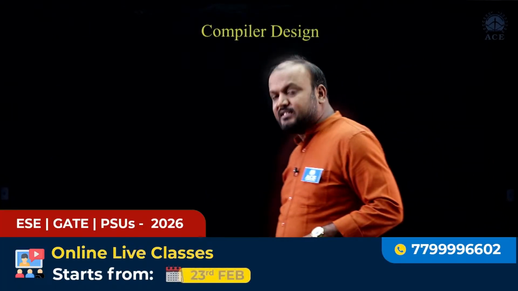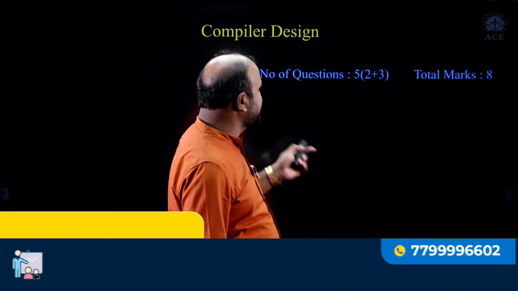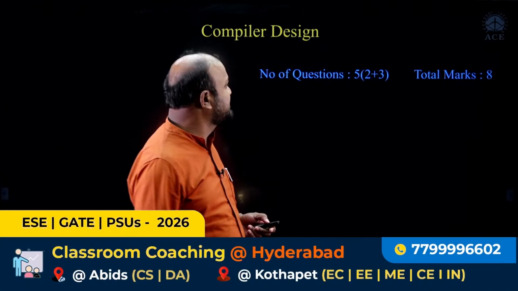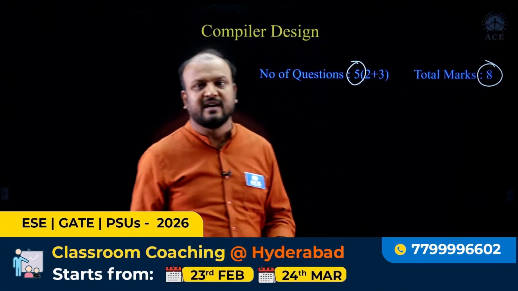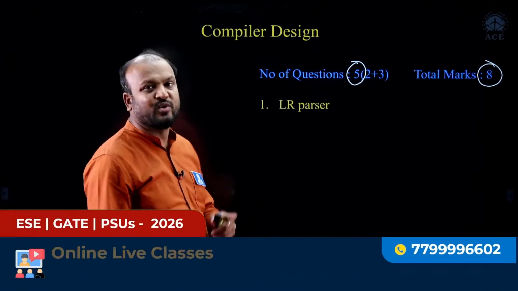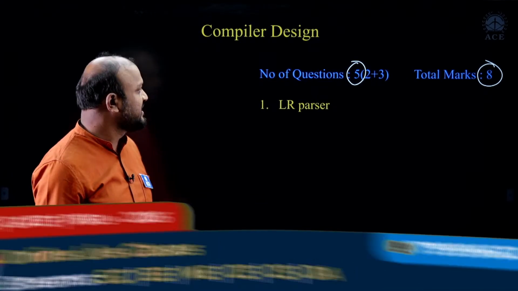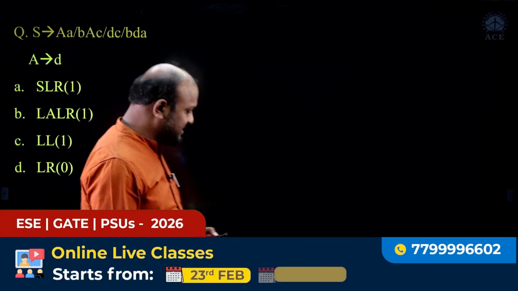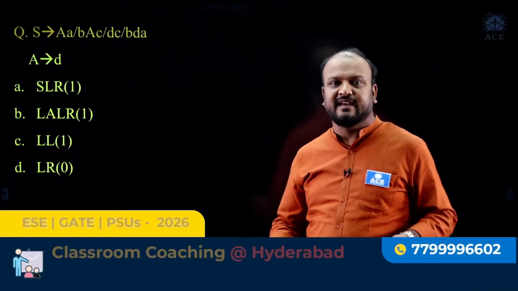And coming to compilers, I have received some information that there are totally 5 questions, with a total of 8 marks from compilers. And in those 5 questions, I have received only one question, that is from LR parsers. I don't know what exactly it is.